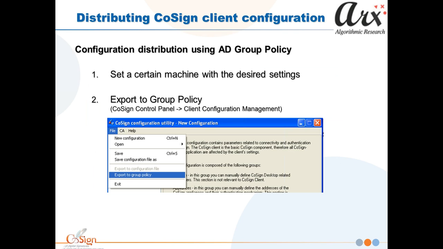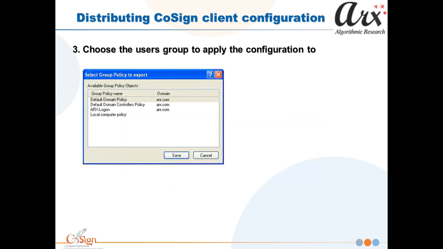This is going to be a machine that has the administrative console installed, and you'll go to Client Configuration Management. So you have to make sure that you click on the correct piece here. Instead of Client Configuration, you're going to click on Client Configuration Management. And once it's set up correctly, we're going to click on File and select Export to Group Policy. And this will allow us to select which users group to apply the configuration to.